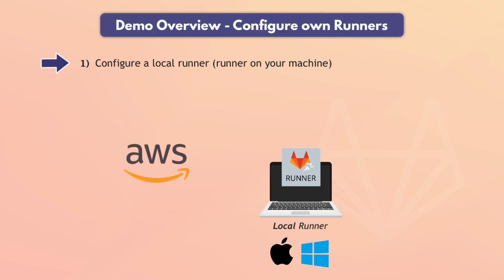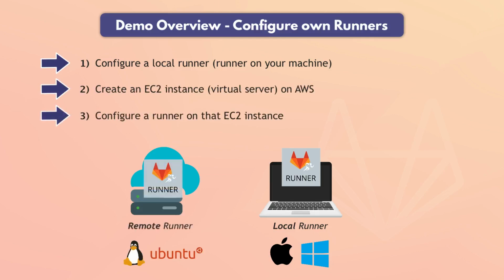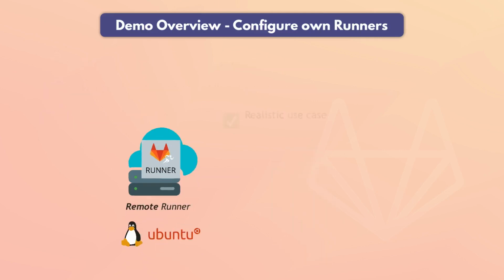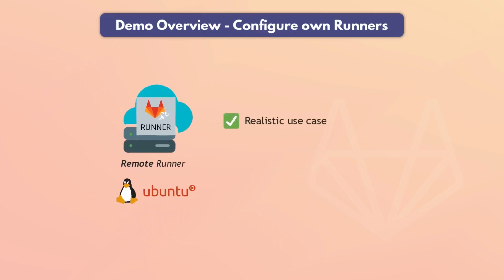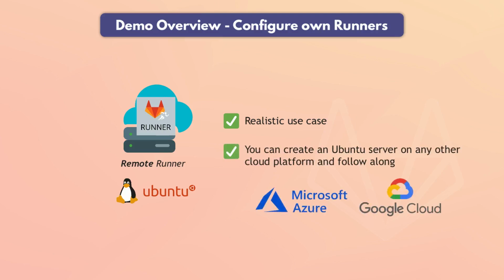After that, we will go to AWS and create an EC2 instance, or basically a virtual server with the Ubuntu operating system, and we're going to configure a GitLab runner on that machine. This is a more realistic scenario where you configure a remote runner on a Linux machine to connect it to your GitLab instance. I chose Ubuntu so that you can create a server on any other cloud platform or server or virtual machine. As long as it's an Ubuntu server, the installation will be the same.